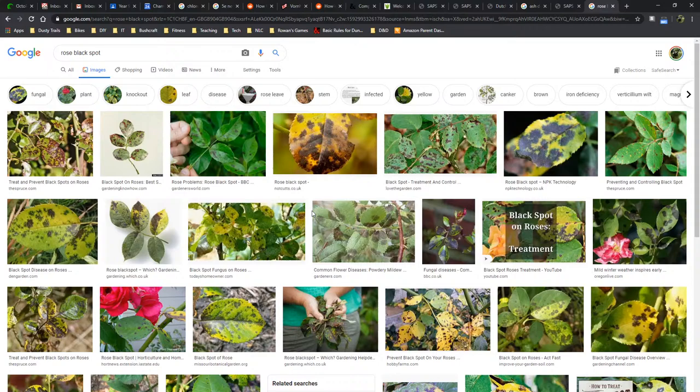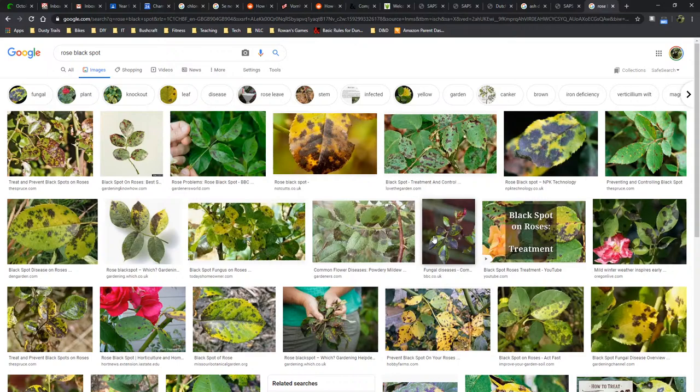So actually, a pathologist or a gardener who had seen this before probably wouldn't need to do any other tests. They would know what it is straight away. Usually with rose black spot, it is fungal. So you could spray the plants with a fungicide.